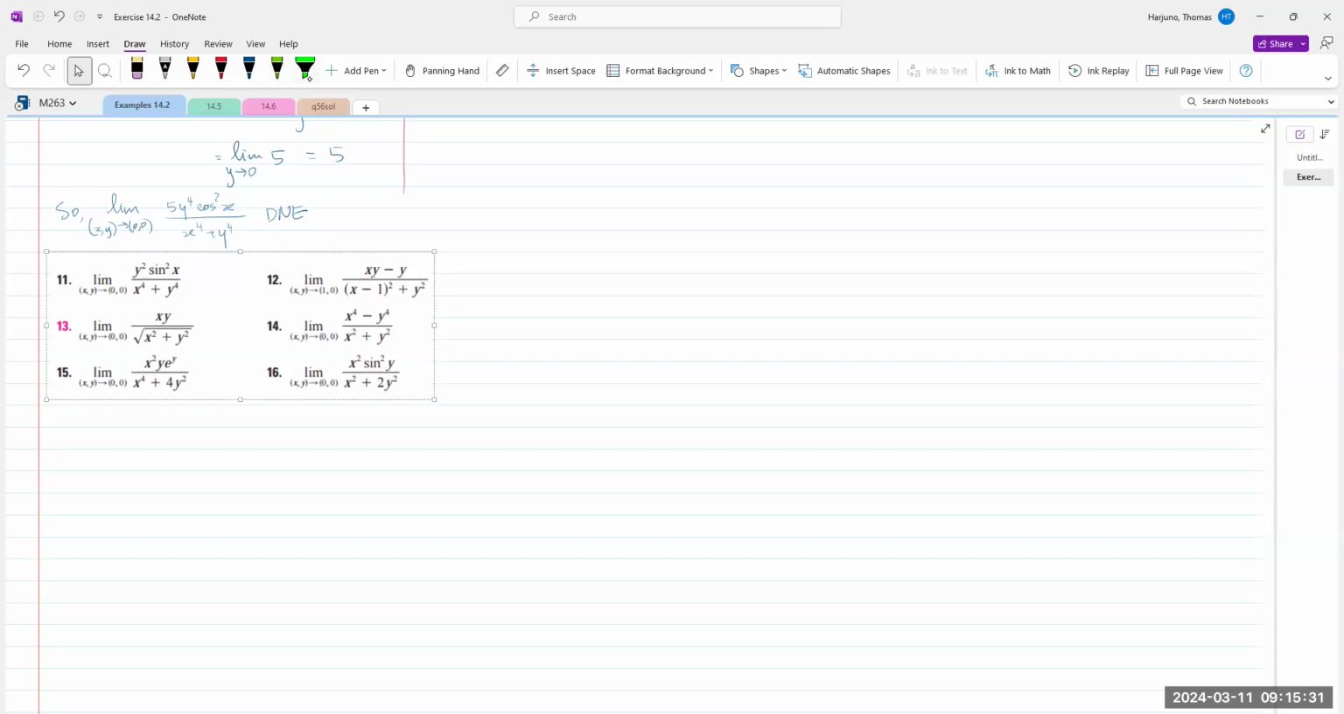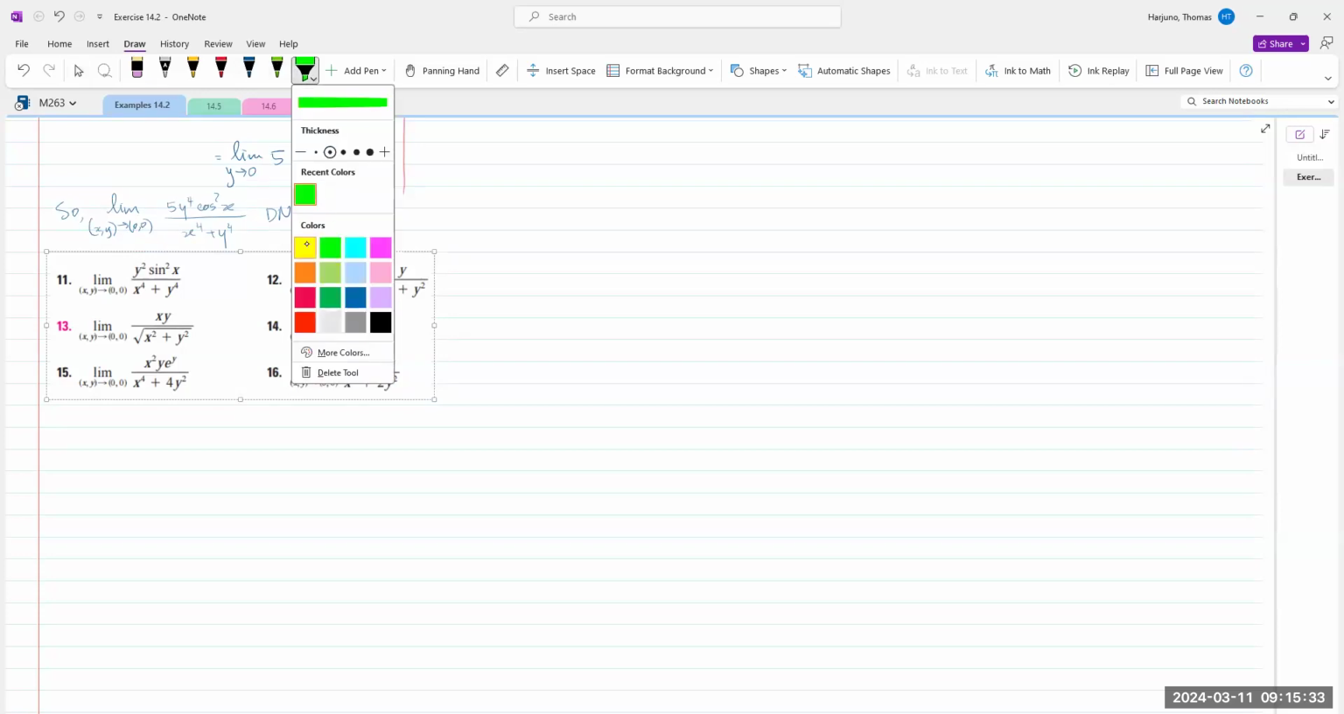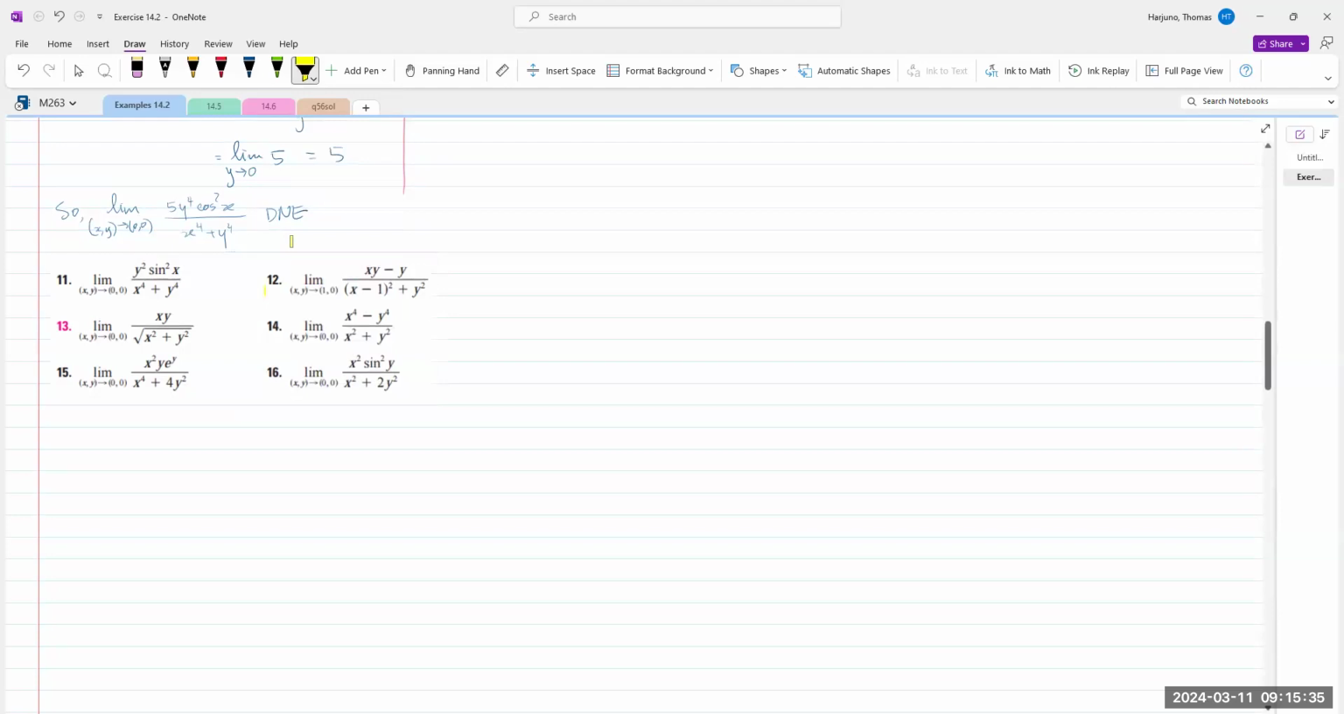Number 12, we see that the limit is not going to (0, 0), but going to (1, 0). But that's because (1, 0) is not in the domain. If you plug in (1, 0) directly, you will get 0 over 0. So how do we handle this? Don't worry too much. Let's see. So number 12, we do the scratch work.